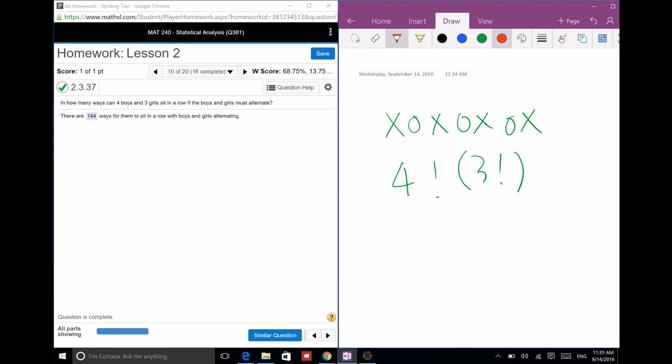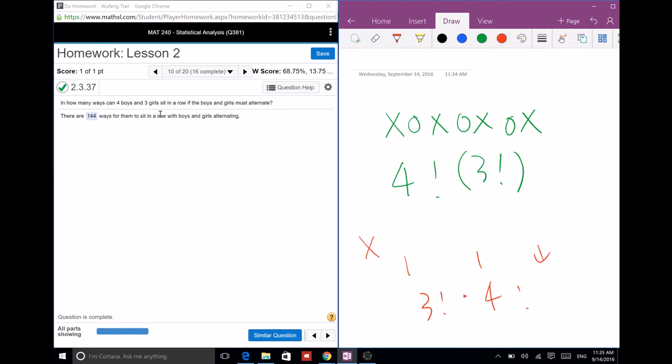Or you can seat the girls first. Girls sit here, and then boys must sit in between each one. Okay? That's the only way you can sit. Then the girls can change, so it's going to be 3 factorial multiplied by 4 factorial. Okay?